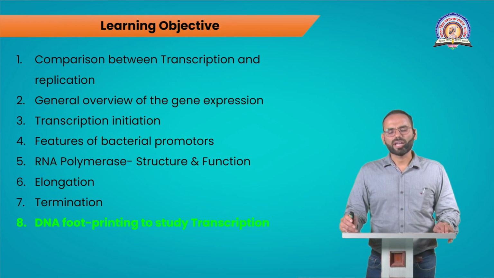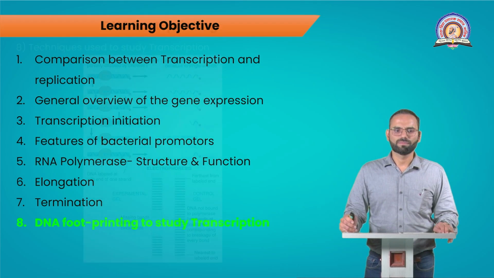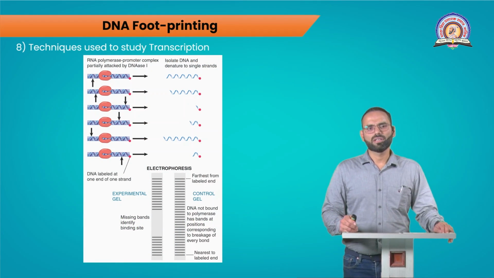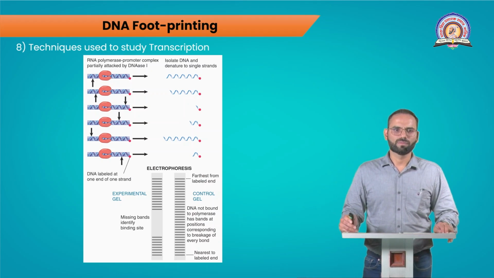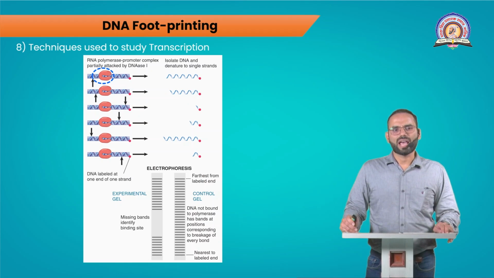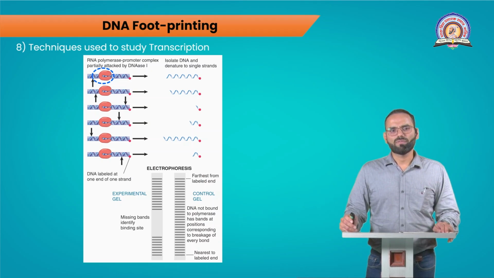And finally, I would like to conclude this talk by talking about an important technique which is used to study transcription, that is DNA footprinting. As the name suggests, normally it is used to find out the footprint of a protein on the DNA. So in the case of transcription, as RNA polymerase is attached onto the DNA, it is cross-linked by some irreversible agents like formaldehyde. In this experiment, the 5' end or sometimes the 3' end is labeled, and the DNase1 enzyme is used to digest the DNA.